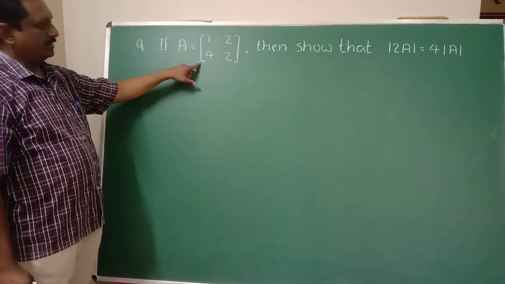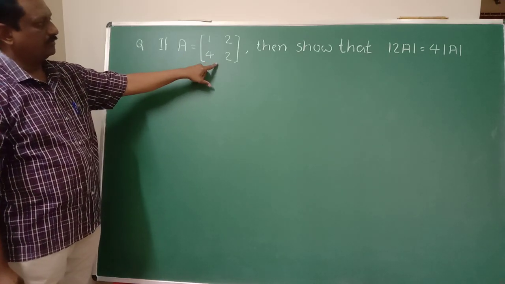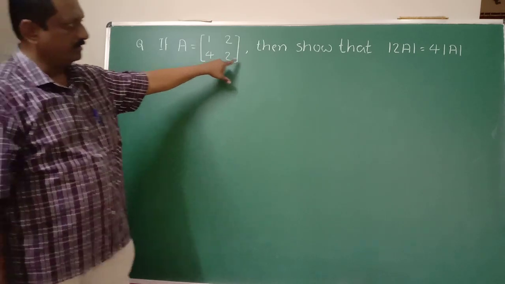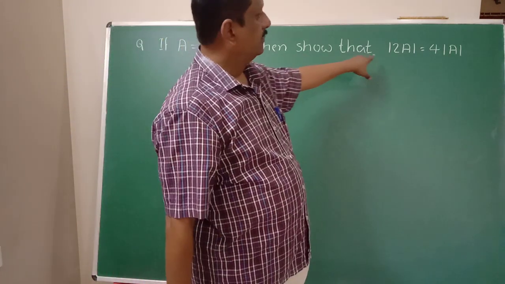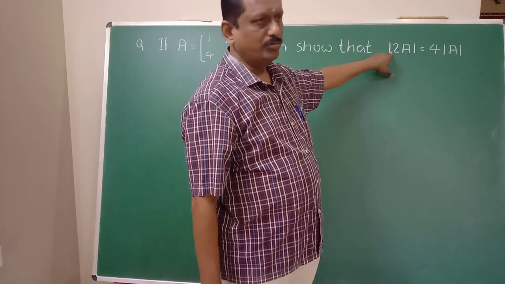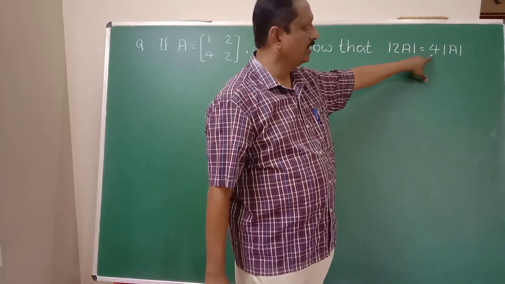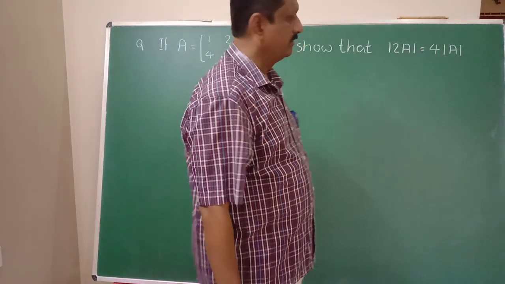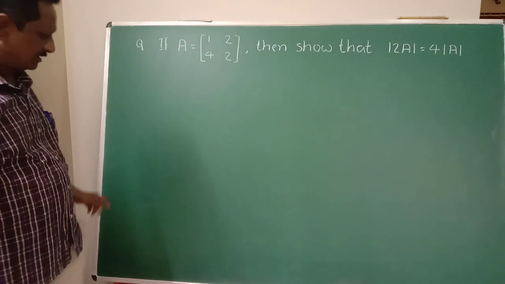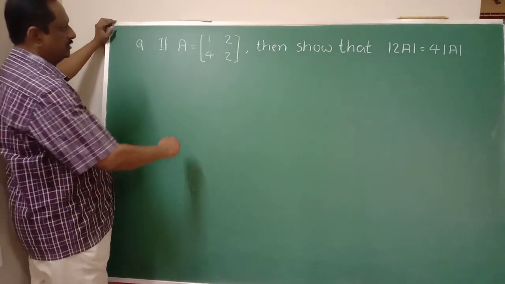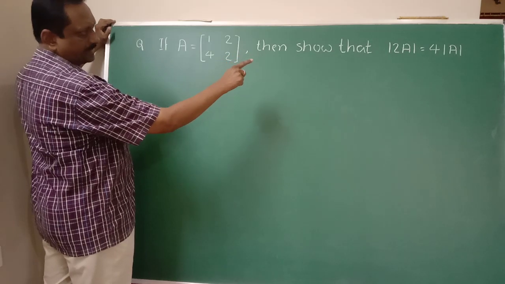A is equal to the matrix [1, 2; 4, 2]. Then show that determinant of 2A is equal to 4 into determinant of A. It is a very important example here. So 2 into A is there, left hand side 2 into A.